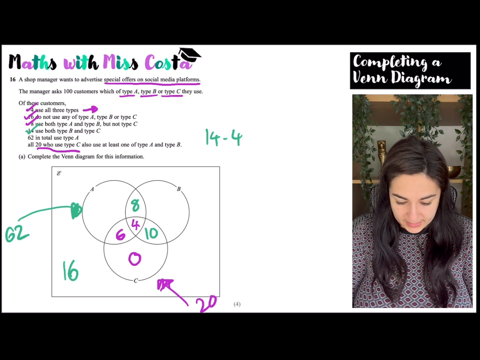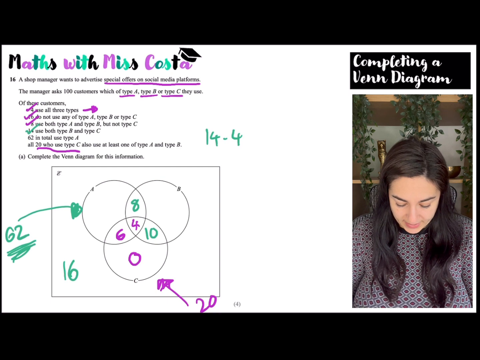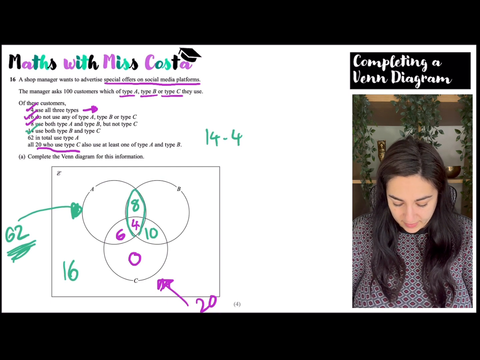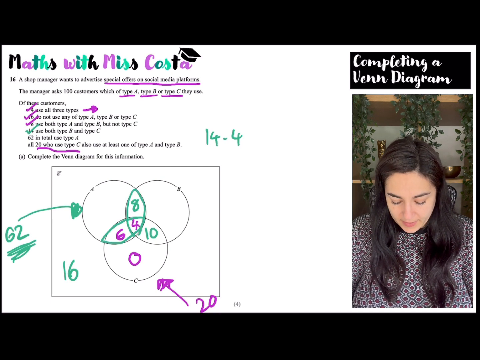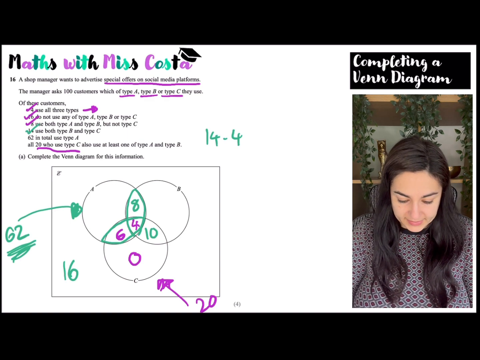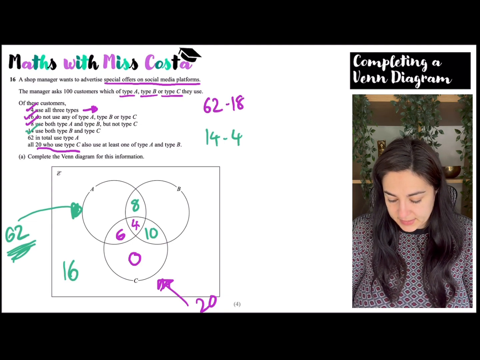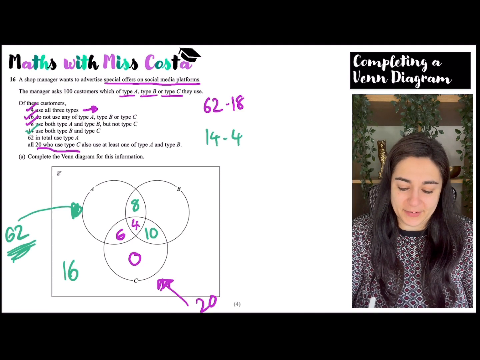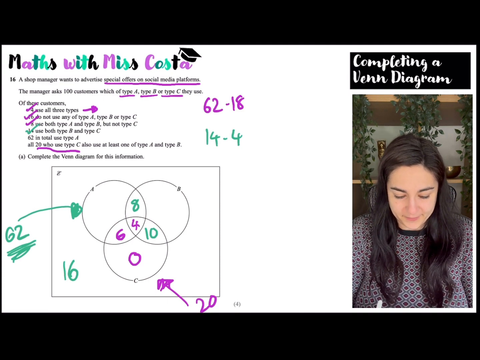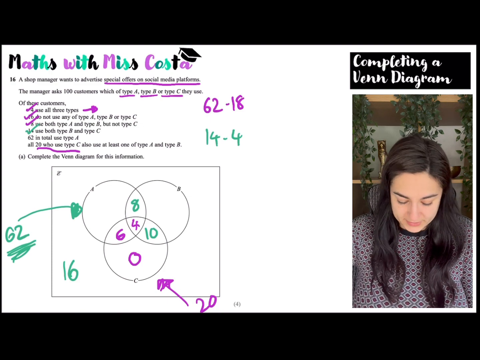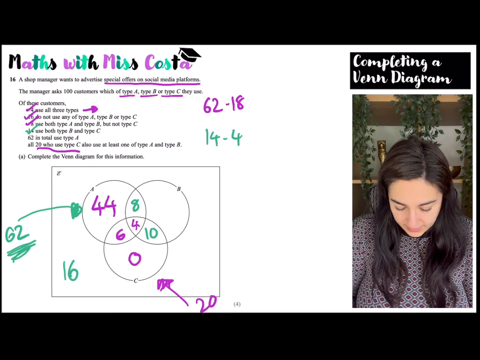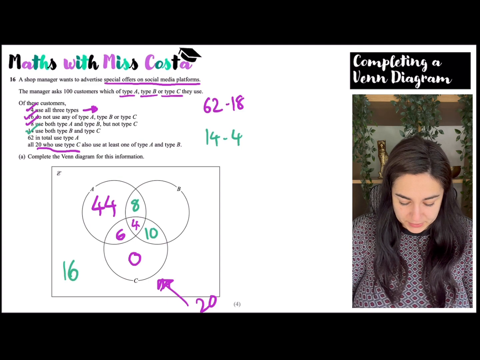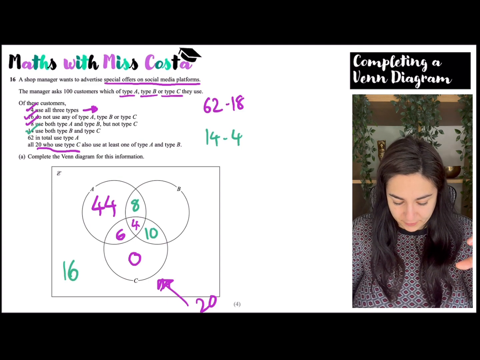I know that over here, this must add to 62, all of A. So let's take away these parts here. So 8 plus 4 is 12, plus 6 is 18. And then 62, take away 18. Oh yeah, we have a calculator, so I don't even need to do that. 62 take away 18 is 44. Okay, so hopefully that made sense. We're just using the clues to fill in the missing pieces of information.